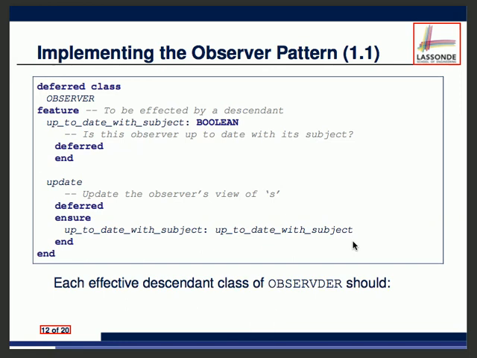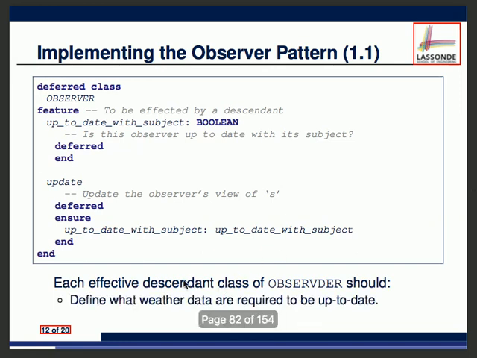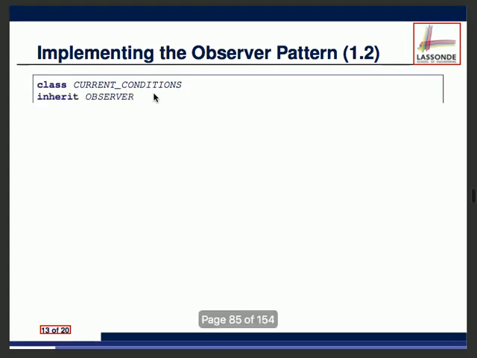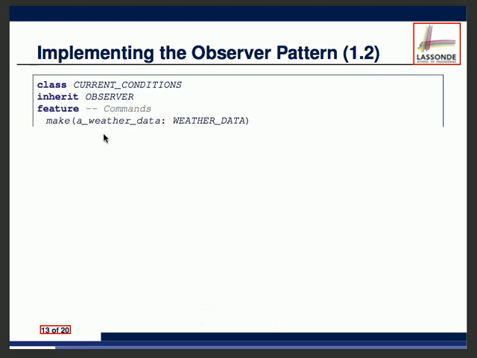Now, for each descendant class, you should define what it really means for the weather data to be up to date for your particular application, and how you update them. Let's see how exactly we do it. For example, for current conditions, you inherit from observer, and when we create a new current conditions, we still pass a weather data. See what we do here, that's going to be the difference. First of all, weather data is assigned to a weather data.